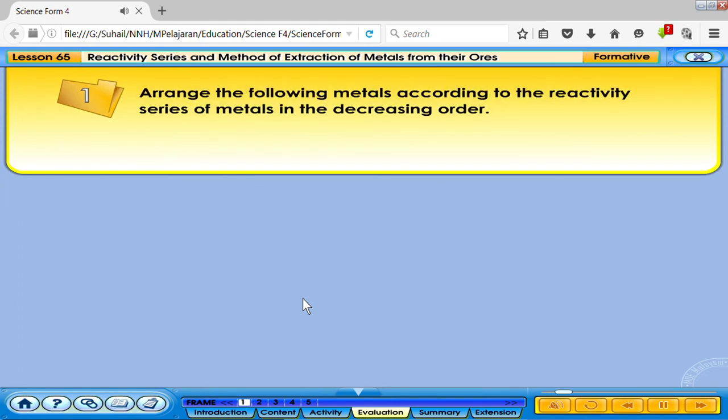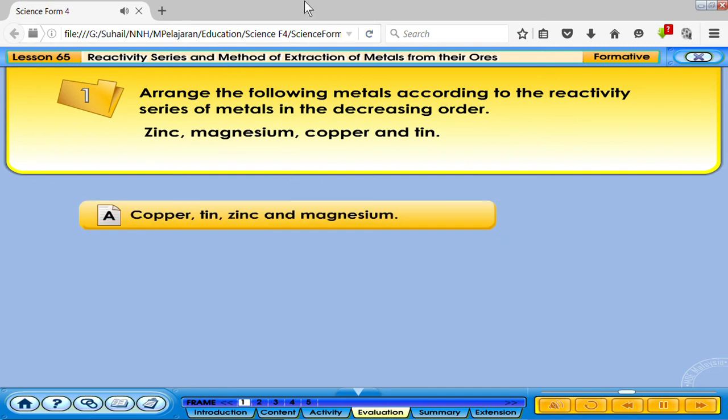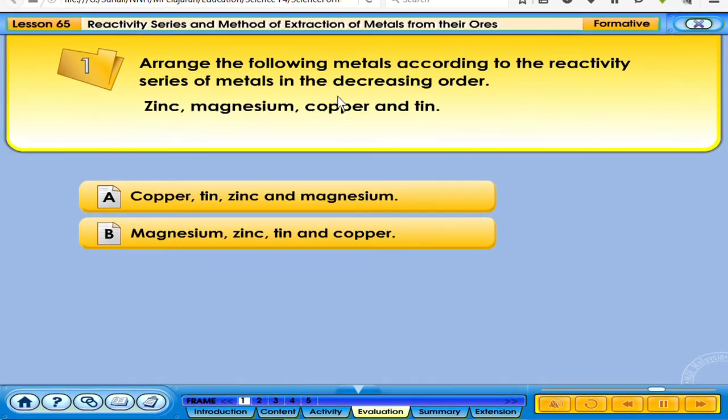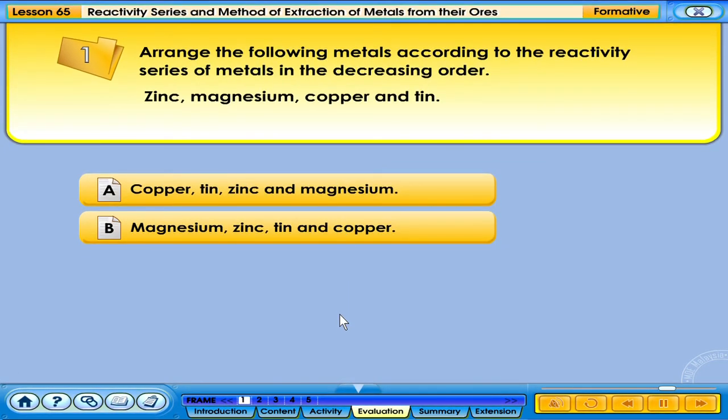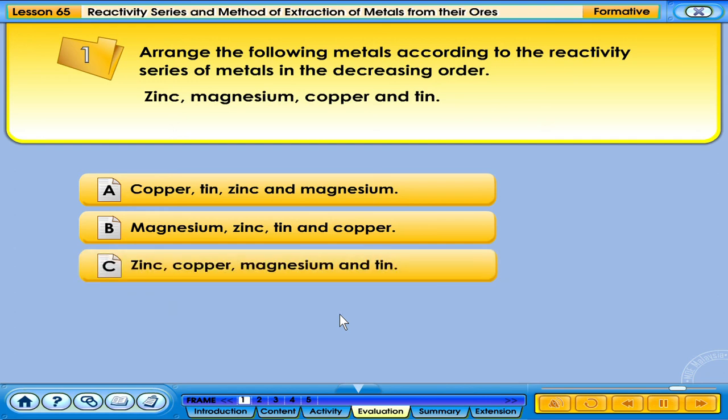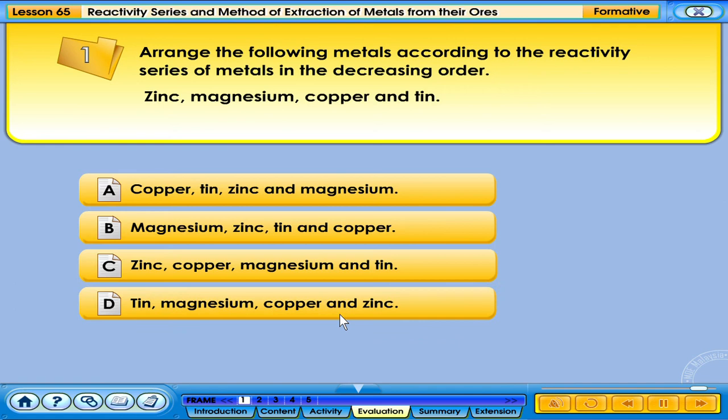Arrange the following metals according to the reactivity series of metals in the decreasing order: zinc, magnesium, copper, and tin. A. Copper, tin, zinc, and magnesium. B. Magnesium, zinc, tin, and copper. C. Zinc, copper, magnesium, and tin. D. Tin, magnesium, copper, and zinc.